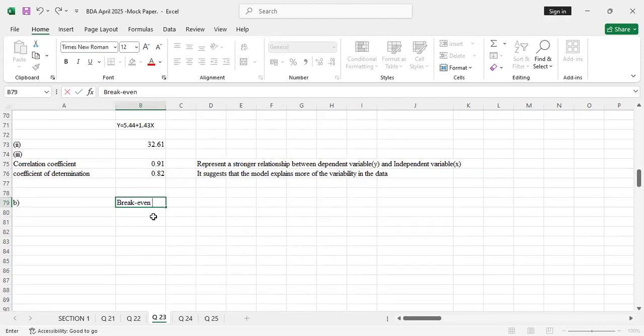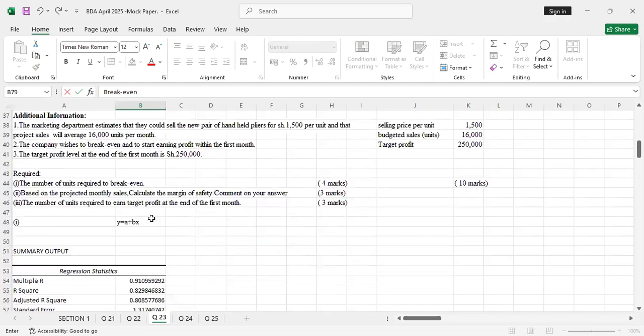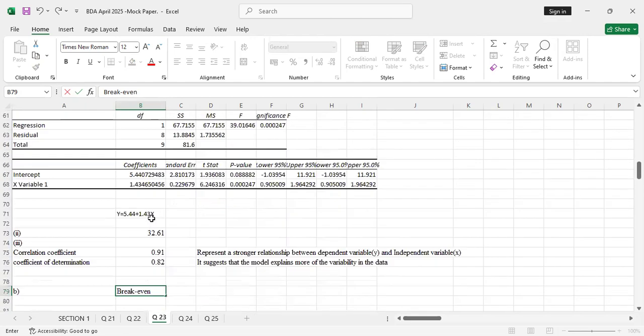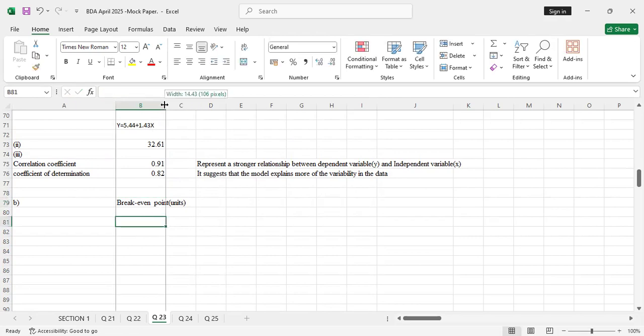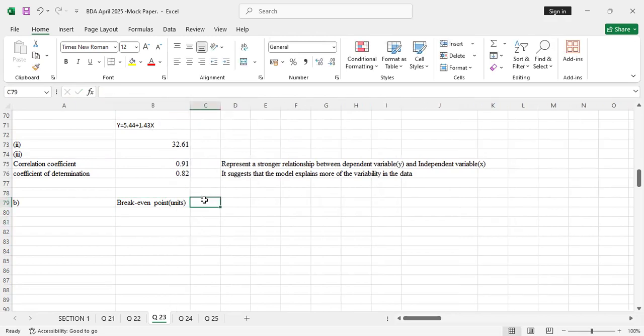Break-even. They talk about the number of units required to break even. So that's the break-even point in units. Yeah, you have to know the formula. This is a question where you just have to know the formula. So what is the break-even point in units formula?